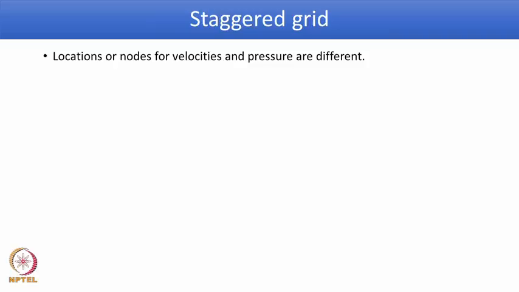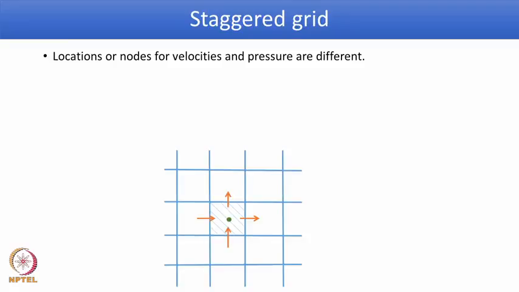Next arrangement is a staggered arrangement. As the name indicates, variables are stored at staggered locations. The locations or nodes where velocities and pressures are stored are different, and not only pressure, any scalar also is stored at a different location. So, here is a figure to explain what a staggered arrangement is. For the same mesh, you can now observe that at the center of the mesh the pressure or any scalar variable is stored. Arrow mark going from left to right is the indication for u velocity, and arrow mark going from bottom to top is for v velocity.